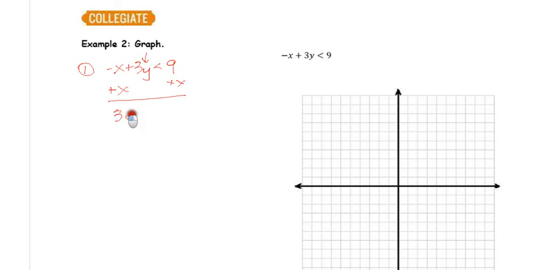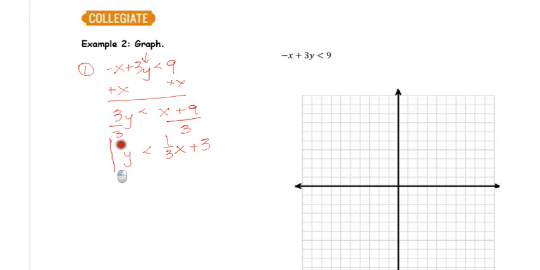Now I've got 3y is less than x plus 9. And then I'm going to divide by 3. Now again, whenever I divide across an inequality, I want to make sure, am I dividing by a positive or negative? If I divide by a positive, I just keep the inequality the way it is. But if I were dividing by a negative integer, like a negative 3, I would have to flip the inequality. But here it's positive 3, so it's going to stay the same. So this becomes y is less than 1/3 x plus 3.